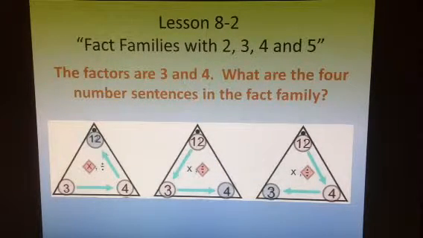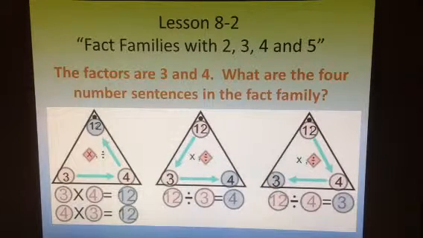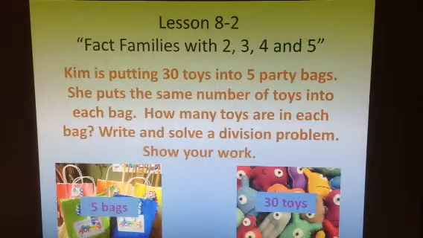The factors are 3 and 4. What are the 4 number sentences in the fact family? We talked about this a lot today, how these triangles are so cool because you can go in different directions and see all the different fact family problems. Here you've got 3 times 4 equals 12. 4 times 3 also equals 12. 12 divided by 3 equals 4, and 12 divided by 4 equals 3.